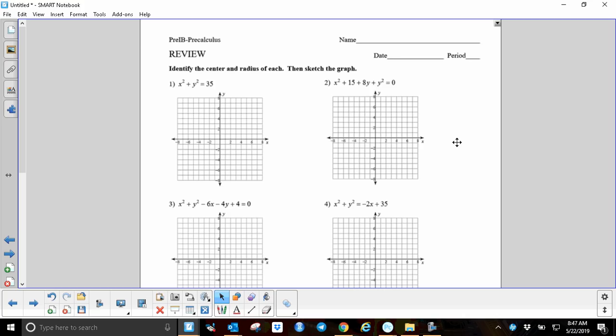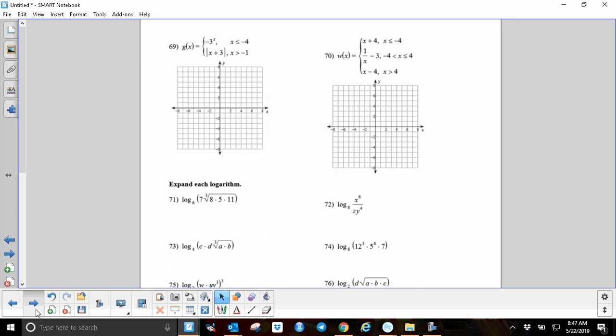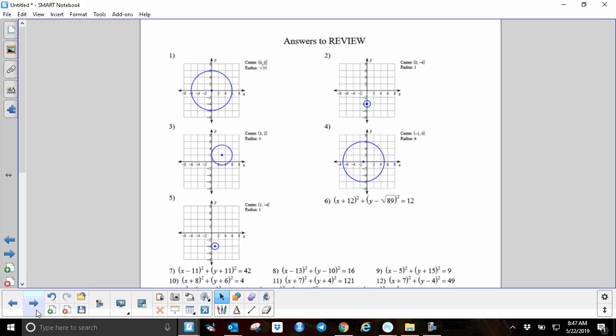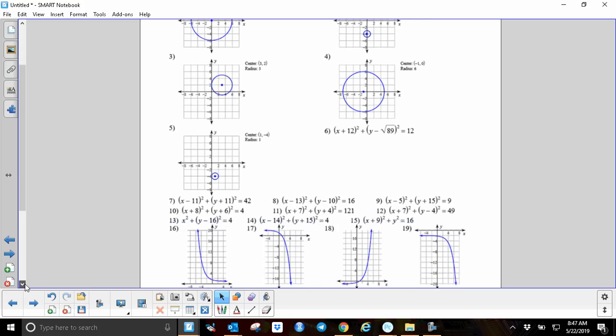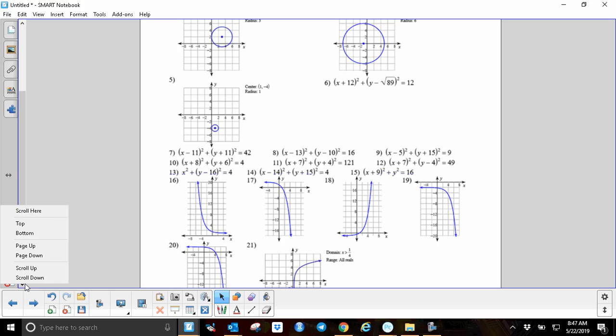So this is your review for the final next week. I'm going to solve one or two questions for each type, and I'm going to leave the rest to you. If you look at the end of your packet, I have provided all the answers. These are all the keys.